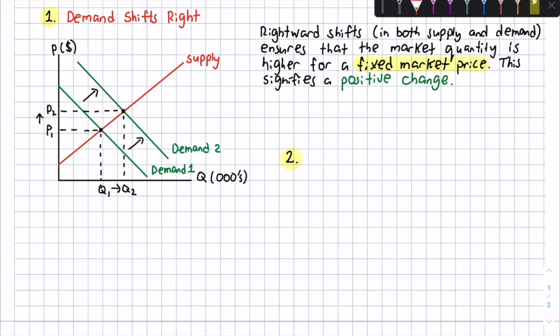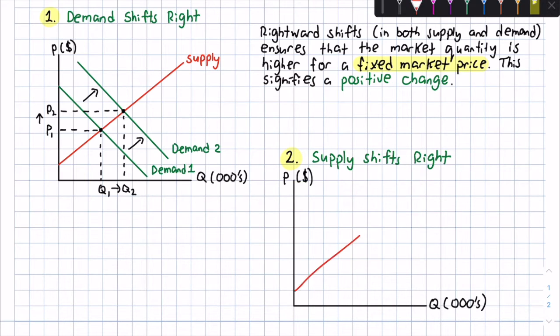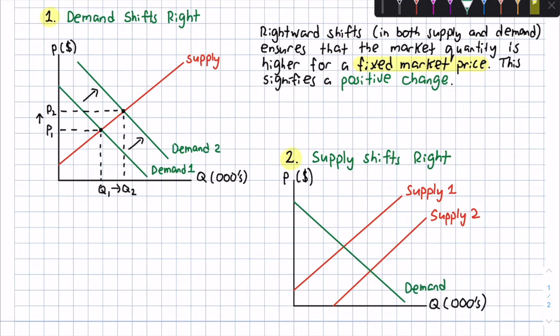So the second one we're going to be looking at is a right shift in the supply curve. And this looks like a downward shift, and it's also to the right, as it is indicated here. So you can see here it kind of looks like a downward shift. And the equilibrium is going to be at a lower price point and at a higher quantity.